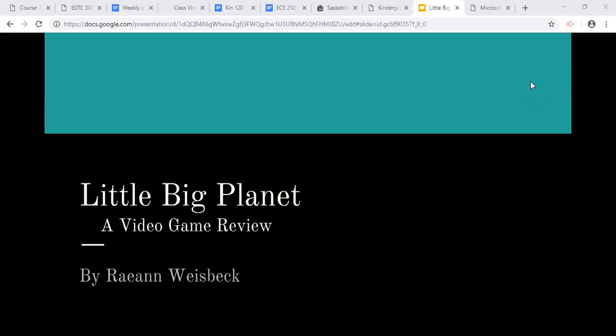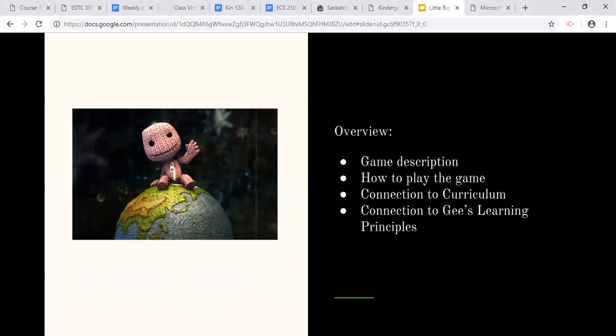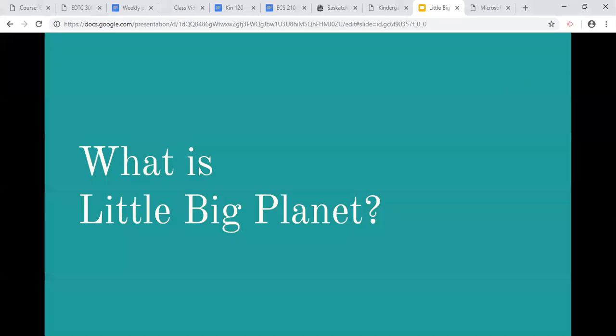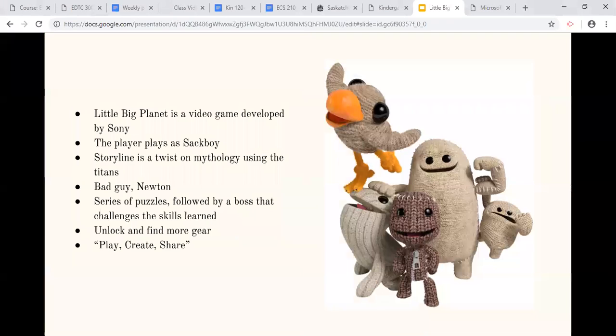The video game I'm going to do for my video game review is Little Big Planet. So, an overview of what I'm going to talk about: the game description, how to play the game, connections to the curriculum, and connections to Gee's learning principles. What is Little Big Planet?